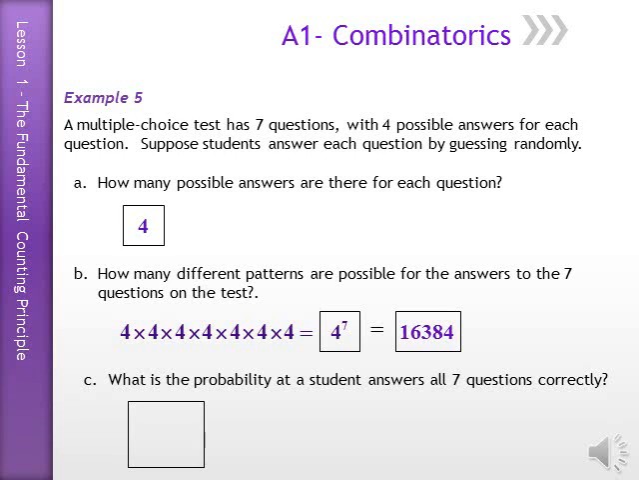Now, what is the probability that a student answers all 7 questions correctly? Well, since there would only be one way to get all the answers correct out of a possible 16,384 possible outcomes, the probability would be 1 over 16,384. I don't think that's very likely.